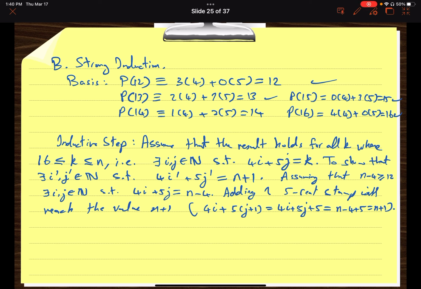Exactly, but if you subtract 3, n minus 3 must be greater than or equal to 18, right? So in this case n must be greater than or equal to 21. If you subtract 6, n minus 6 must be greater than or equal to 18. In this case n is greater than or equal to 24. So this means the base cases will increase a lot, right? So why would you increase your base cases?